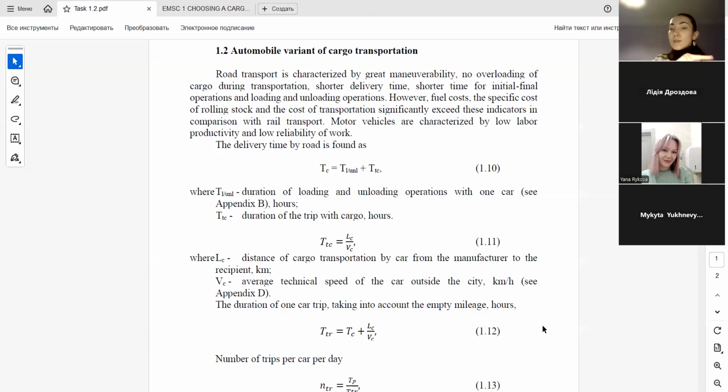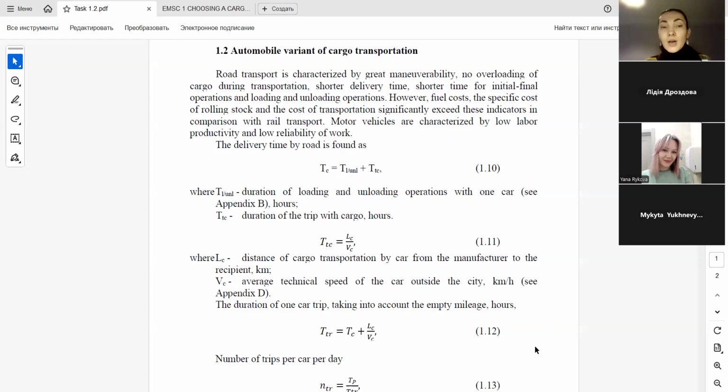One delivery was with cargo, and the second delivery is maybe the same, we could name it the same, without cargo. So we use this information. The first time is bigger because it includes loading and unloading operations with cargo, and the second time is without these operations because the car is without cargo.